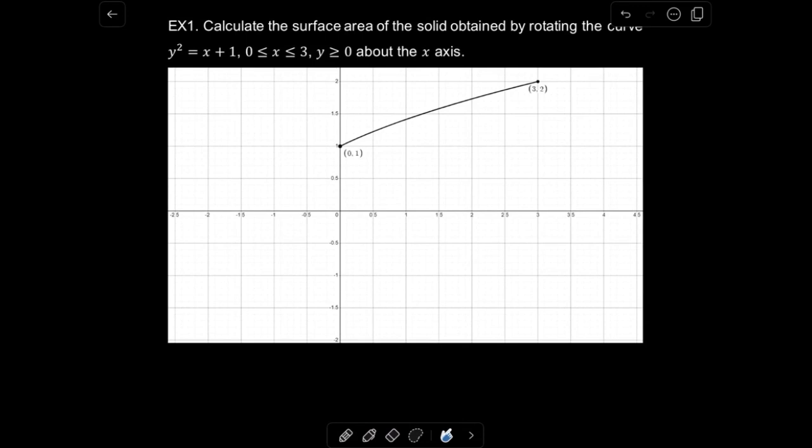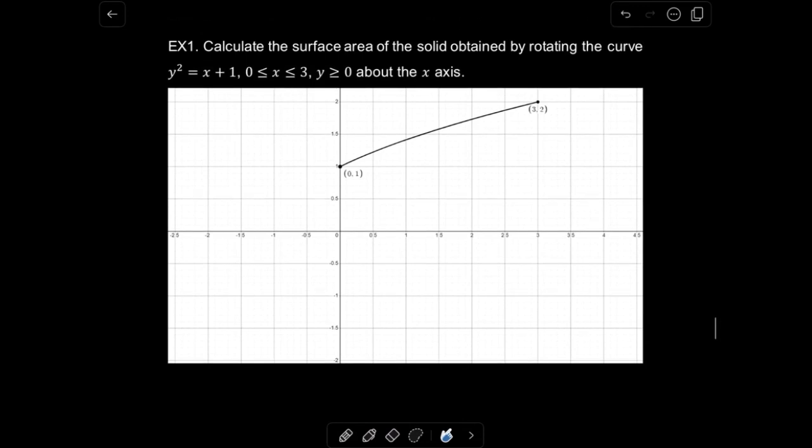All right, exercise 1. Calculate the surface area of the solid obtained by rotating the curve y squared is equal to x plus 1, where x is between 0 and 3 inclusive and y is greater than or equal to 0, and we're doing a rotation about the x-axis.